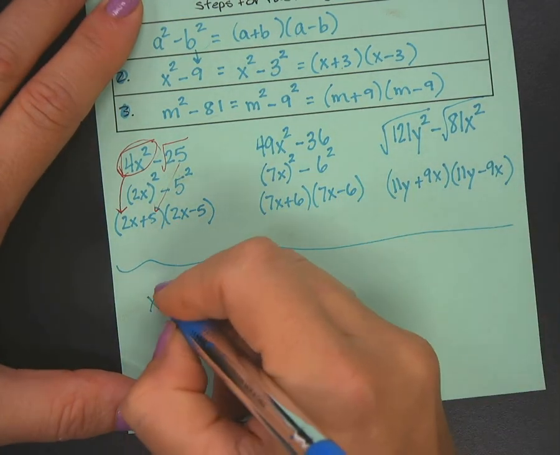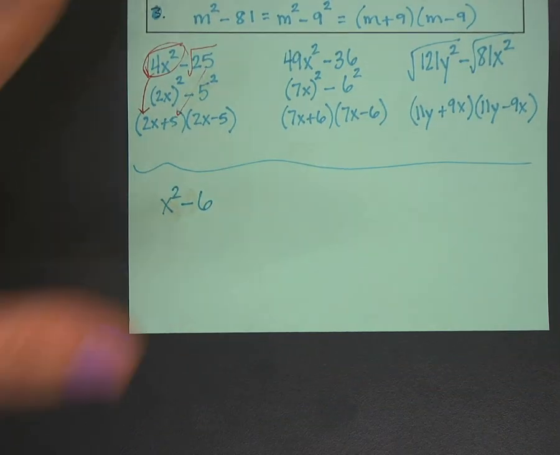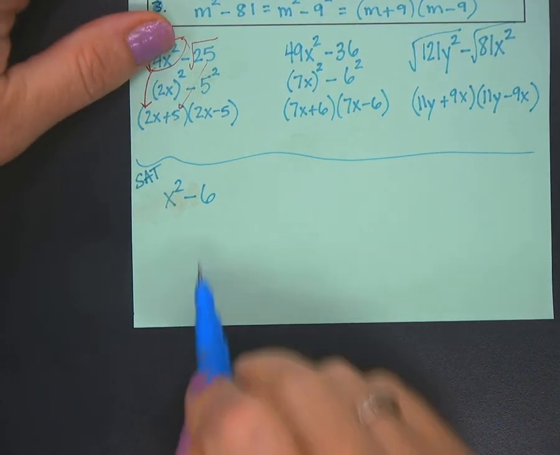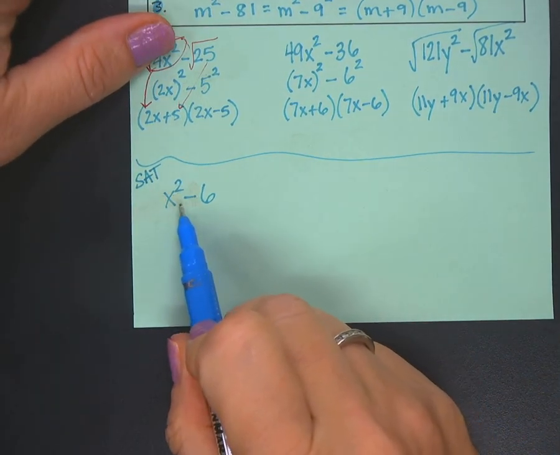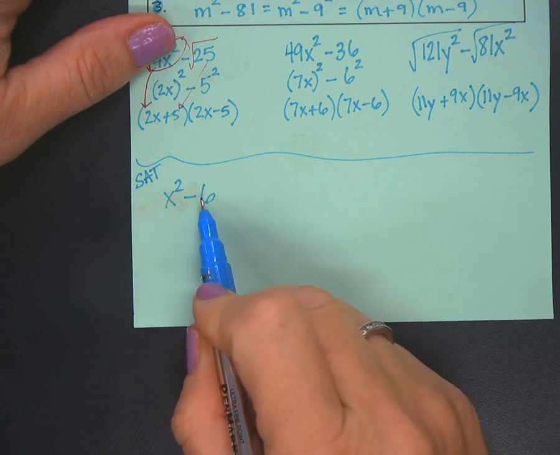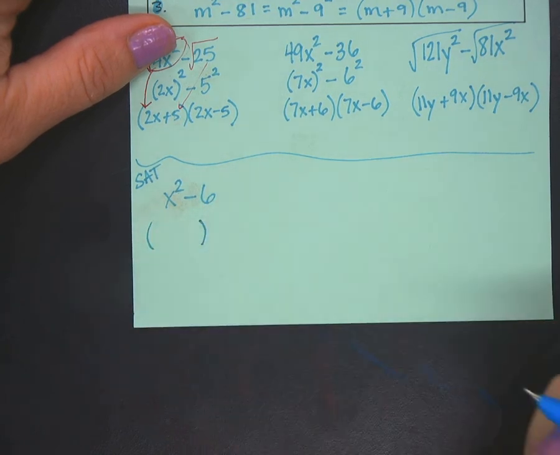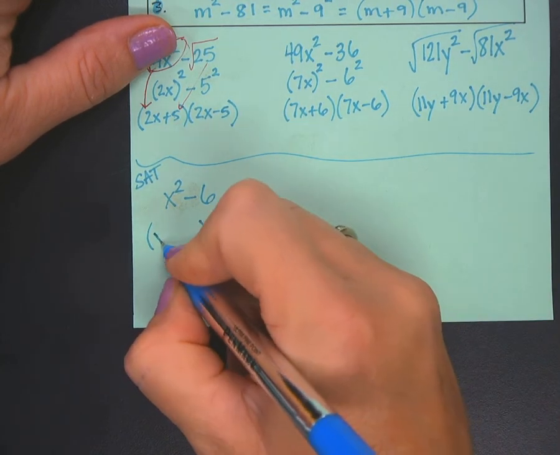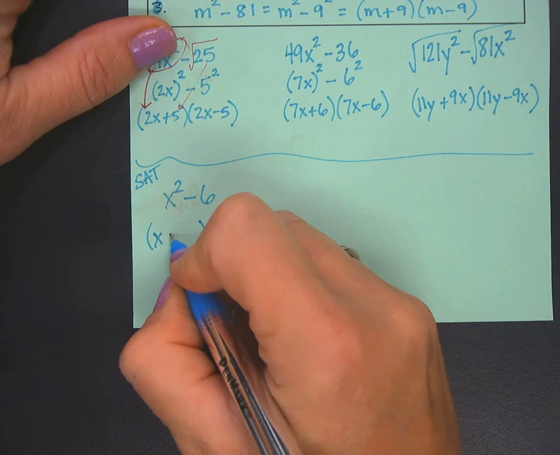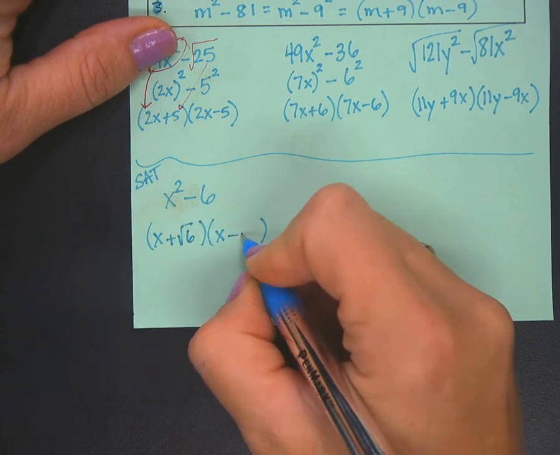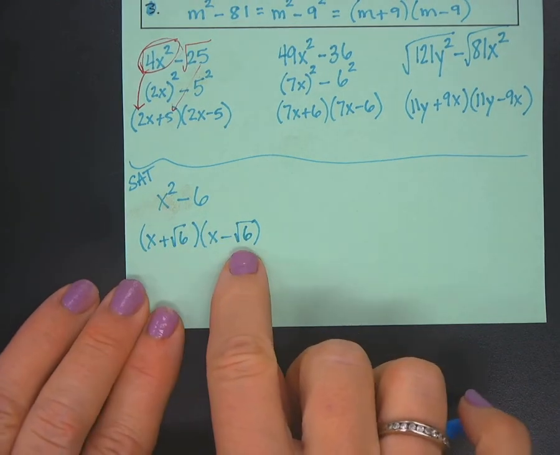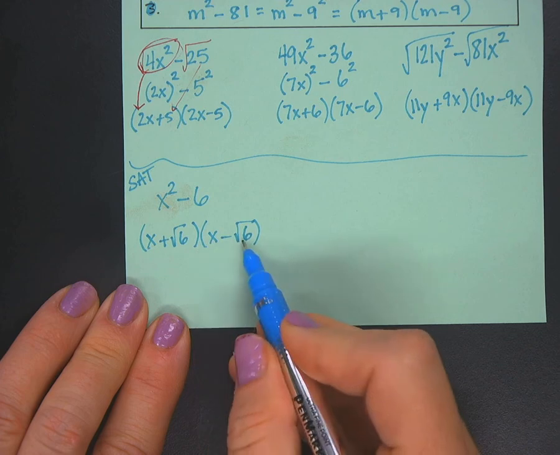All right. Just this past year, I saw this question come up on the SAT. If you recognize that it's a difference, and if you think about these as two squares, even though 6 is not a perfect square number, this is what the solution looked like. This was x and x. And when you take the square root of 6, the square root of 6 is an irrational number. So that's the most simplified way to write it. And this is how you would factor those.